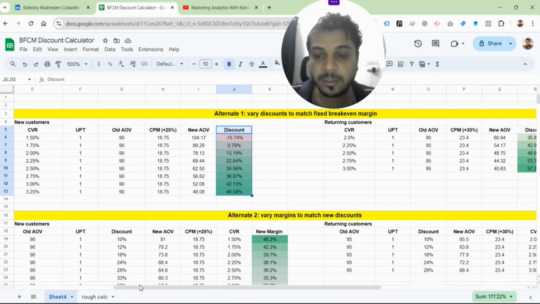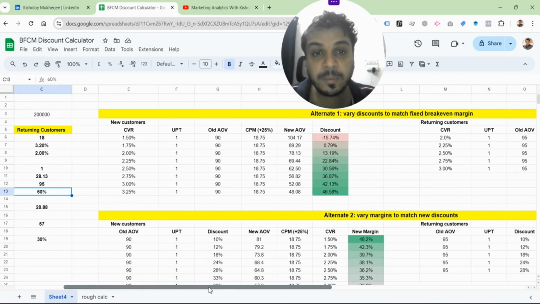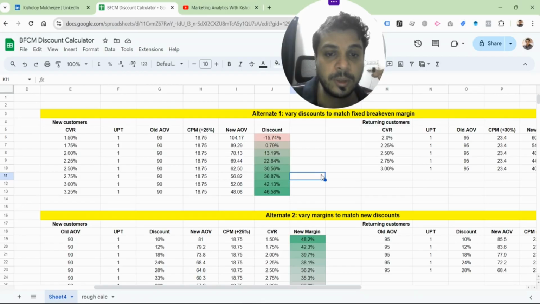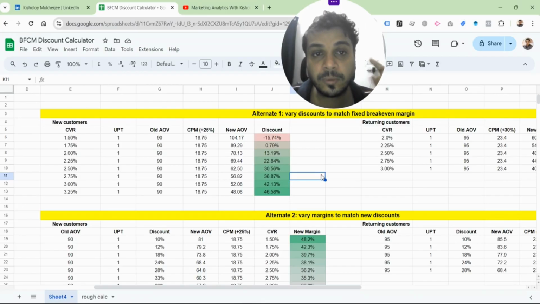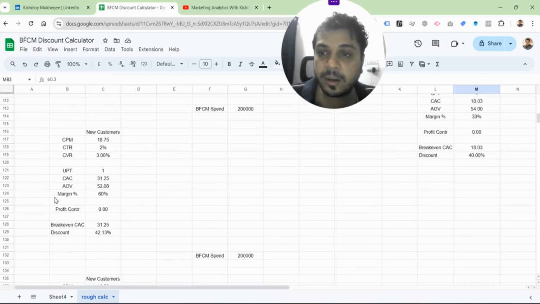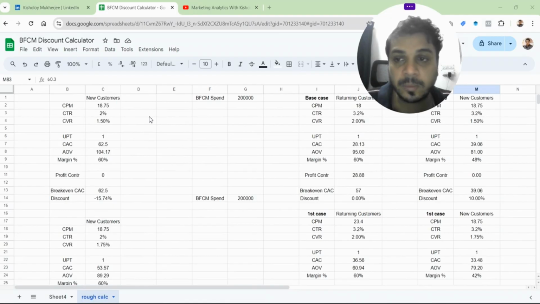So in this case, if you jump back to the original numbers, you'll see that it's 60%. So a 60% margin has been kept as the fixed earmark or threshold, and then you are setting different discounts. Let's jump into this particular tab here, which is called rough calculation, and this is where all the calculations have been done for the different possibilities.